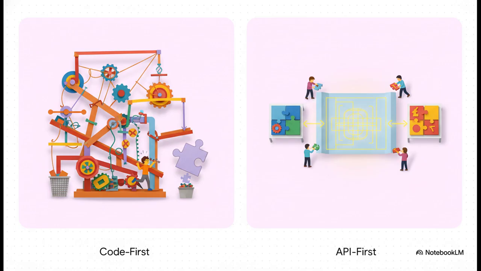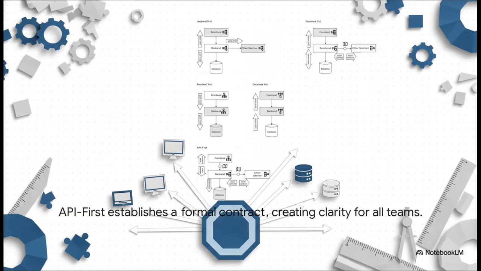But on the right, you have API first, which completely flips that script. You start with the contract, a formal agreement on what the API is going to do. This creates loose coupling, and get this, it lets your front-end and back-end teams work at the same time in parallel.